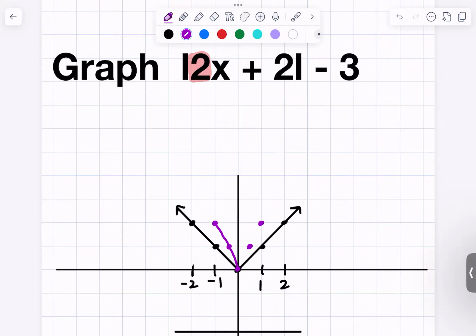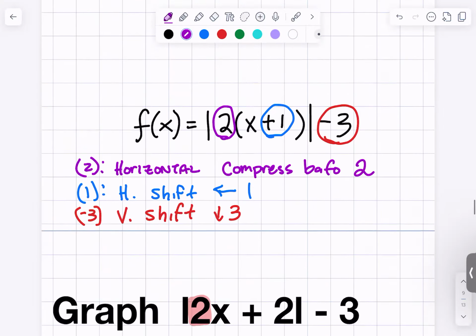So you guys see the horizontal compress visually by the graph, right? Horizontal compress is the same thing as a vertical stretch. Okay, it has the same effects as a vertical stretch. All right. So that's my first one.